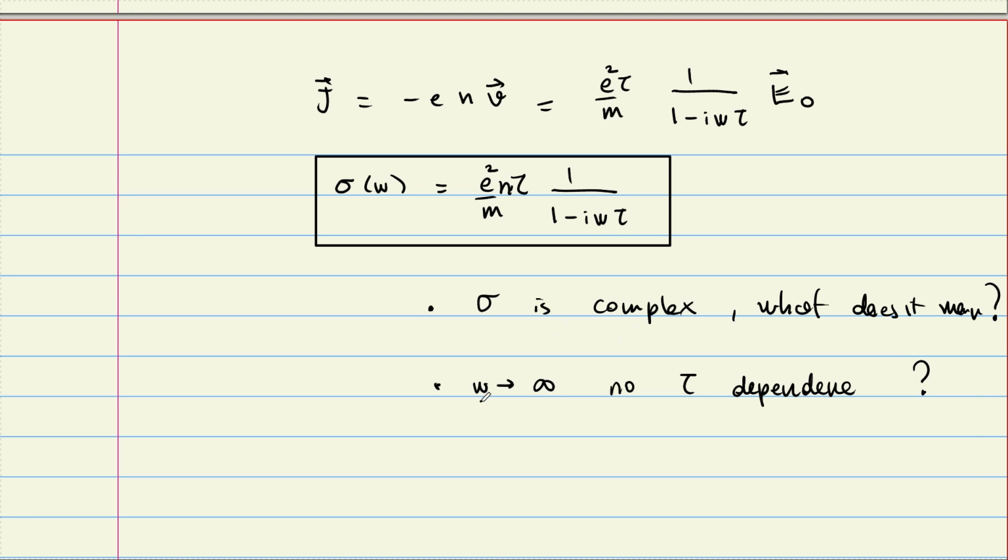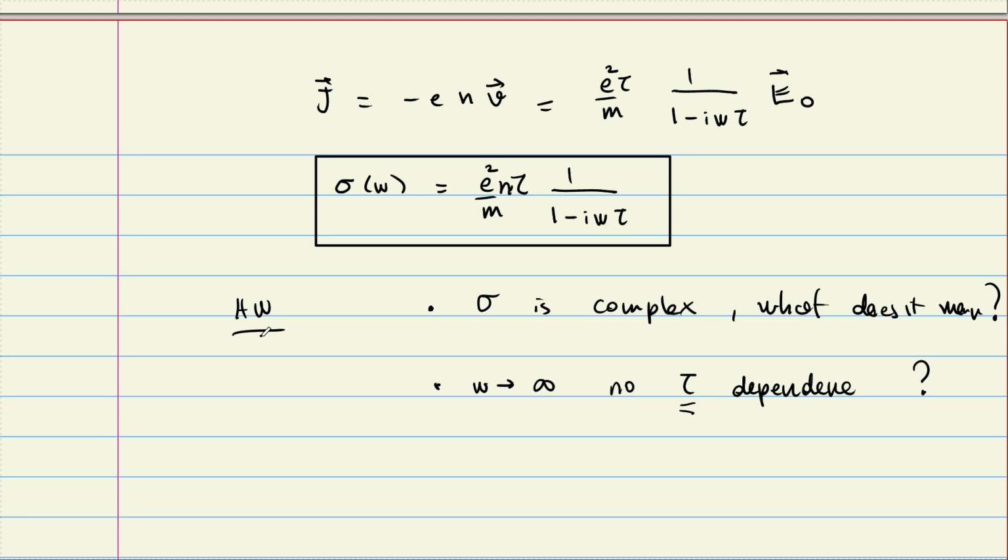And the second thing is, if the electric field is oscillating infinitely fast, it seems like tau dependence drops out. Why is that? So just think about that. This is your homework. As omega goes to infinity, the conductivity is going to be just the real part. So the taus are going to cancel out.